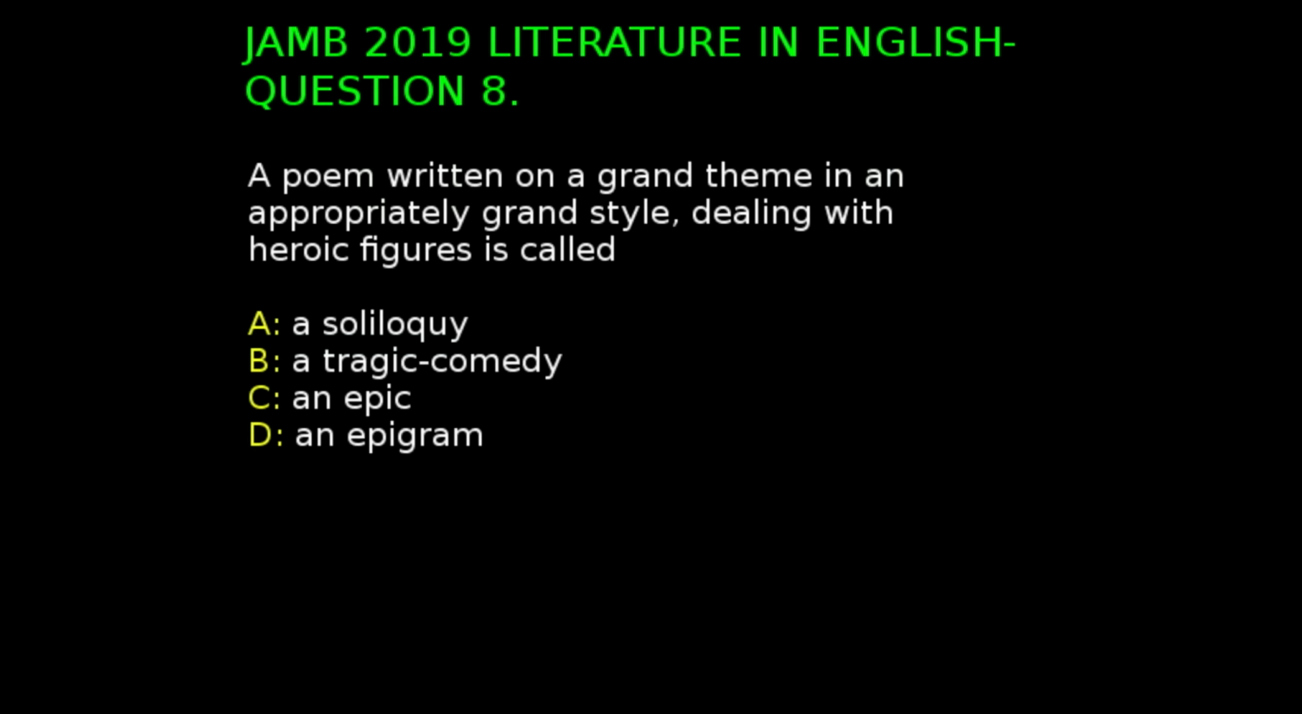Option C, epic, can be defined as a long poem about the actions of great men and women, or about a nation's history. And finally, option D, epigram, can be defined as a short poem or phrase that expresses an idea in a clever or amusing way. Having defined the four options given, it is easy to select the correct answer among them. The correct answer, therefore, to this question is option C, an epic.